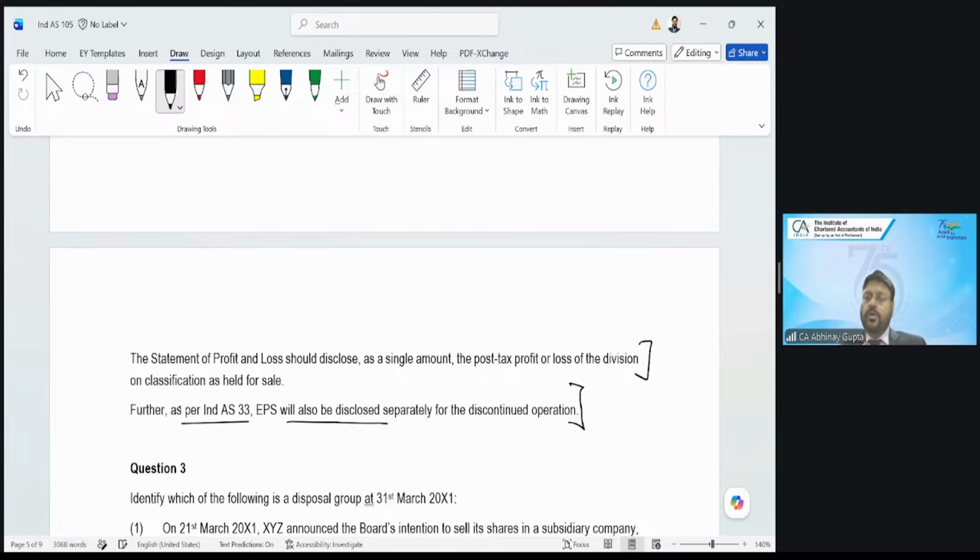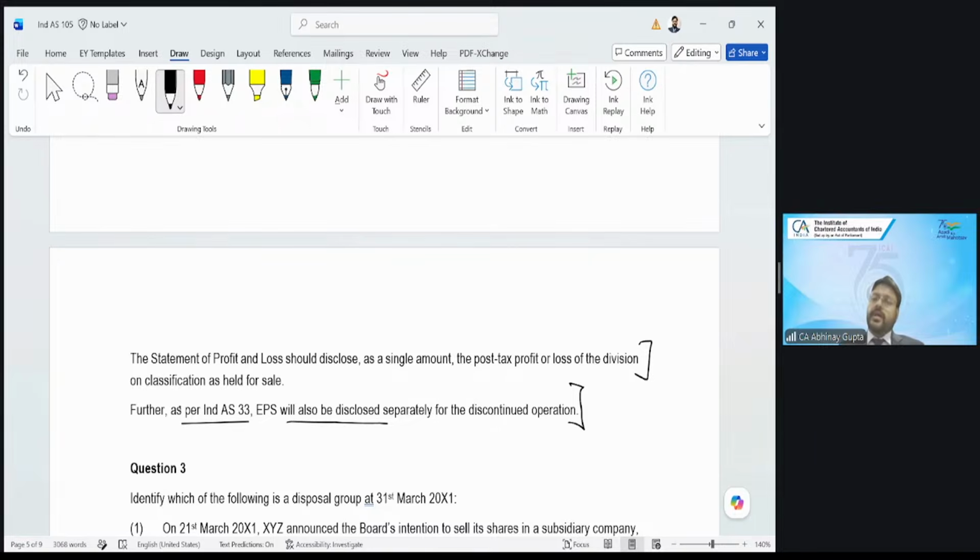So are you able to recall the discussion you might have had in your regular class on Ind AS 33, where you have been taught that Ind AS 33 requires to present the earning per share from the discontinuing operations and continuing operations separately, right? So that presentation requirement is triggered from Ind AS 33. So that again, we will call it out here.